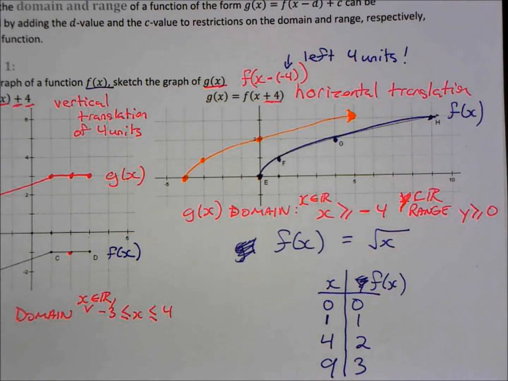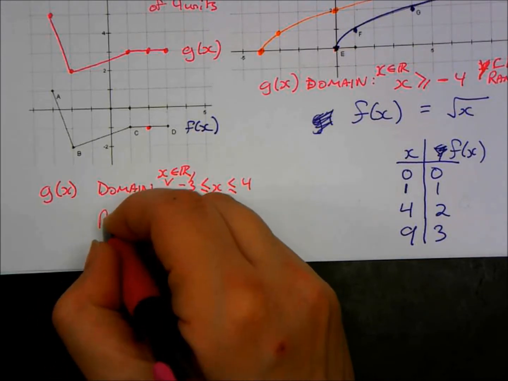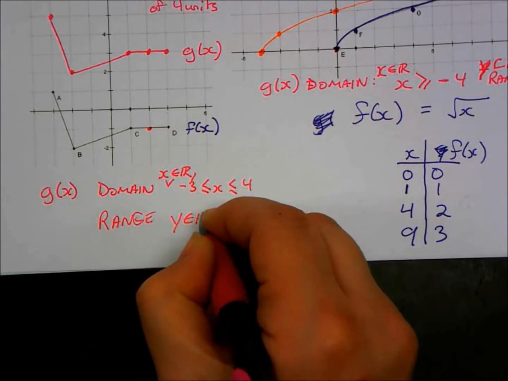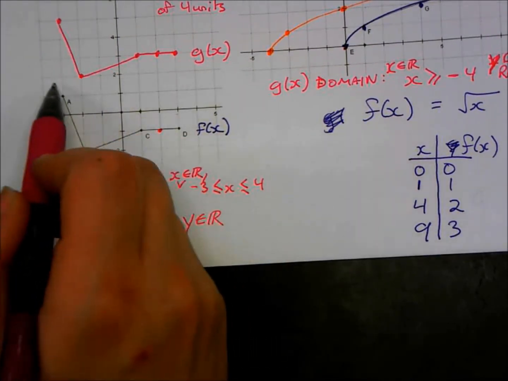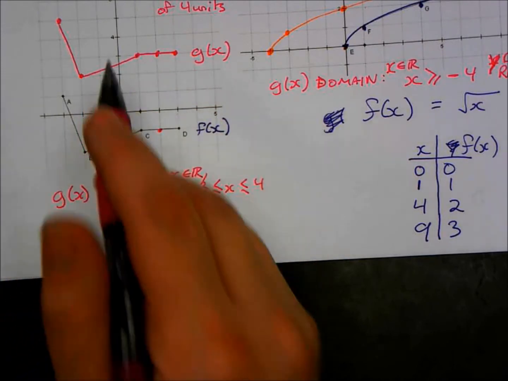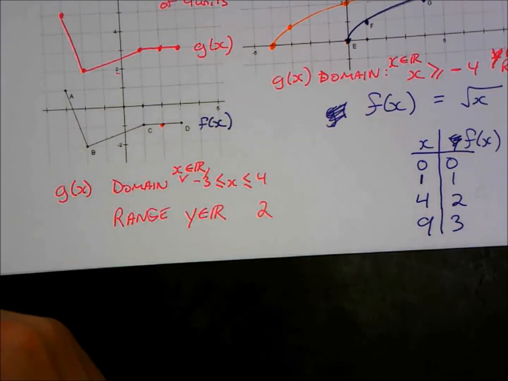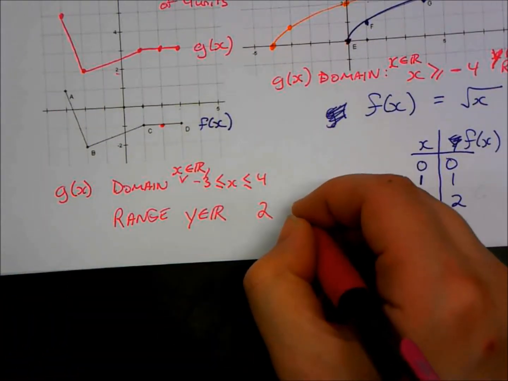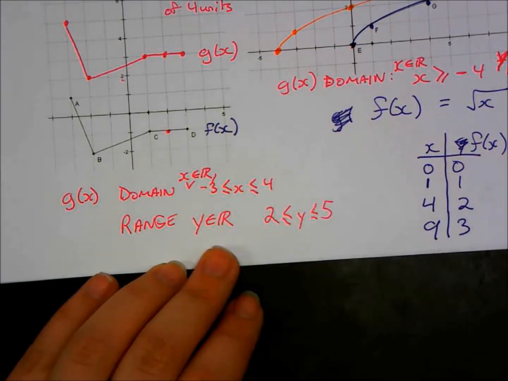For our range, y is a member of real. What's the absolute lowest value the y can be for this pink line? Well, it starts at 2, right there. What's the highest value it could be? 5. So y has to be between 2 and 5.